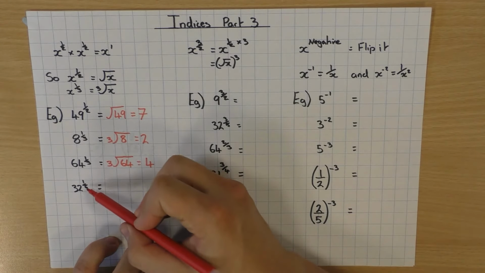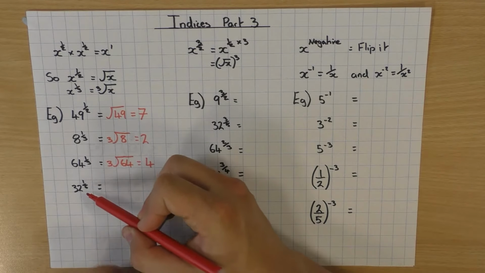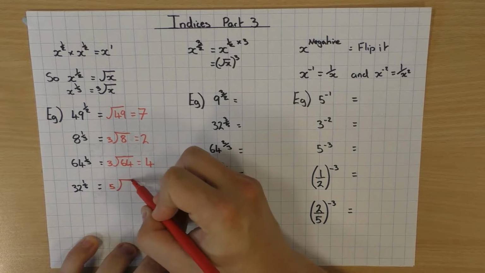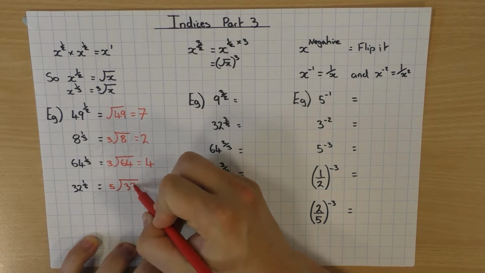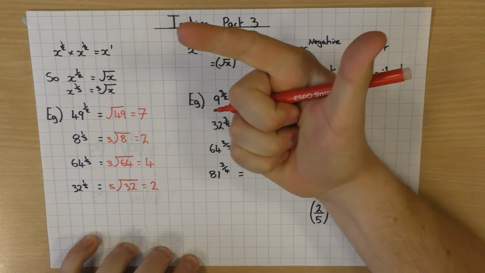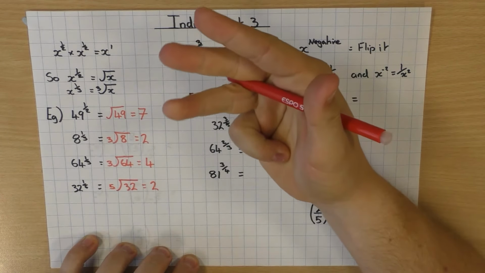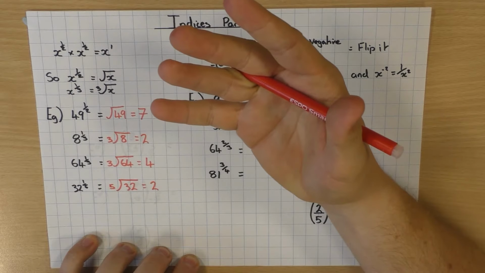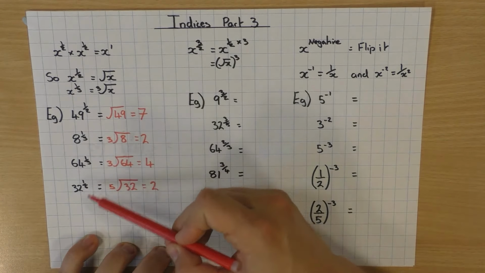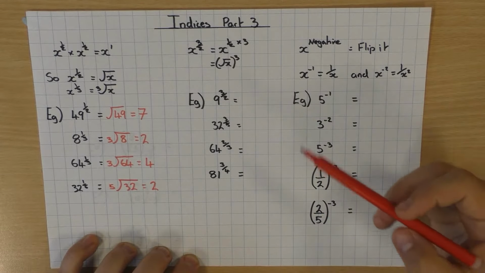And finally here, you might not be able to see it on the camera, but that's to the power of 1/5. So it's going to be the fifth root of 32. And there's only one number that's going to be, and that is 2, because 2 times 2 is 4, times 2 is 8, times 2 is 16, times 2 again is your 32. So that's the very basic rule. If it's a fraction, the denominator tells you what root to do.